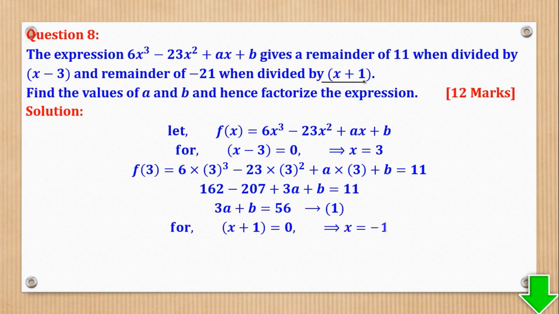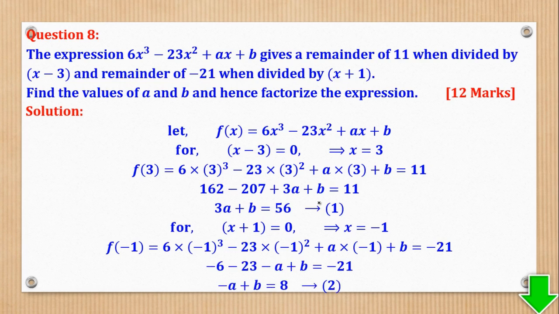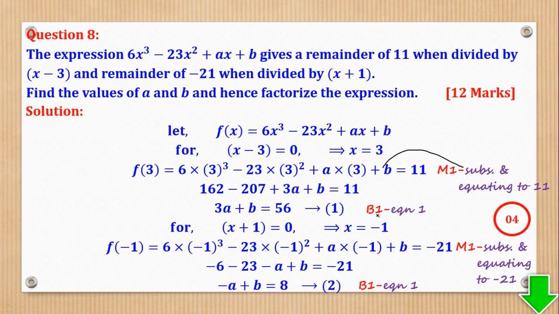Do the same for this other one. For this one, x is negative 1. So where there is x, put negative 1 and equate to the remainder, which is negative 21. And simplify to get equation 2. So you have two equations and two unknowns, meaning you can solve them simultaneously. Before we solve them simultaneously, let's first look at the marks which should be got in the slide. This will be for substitution and equating to 11, equation 1. Substitution and equating to negative 21, equation 2.